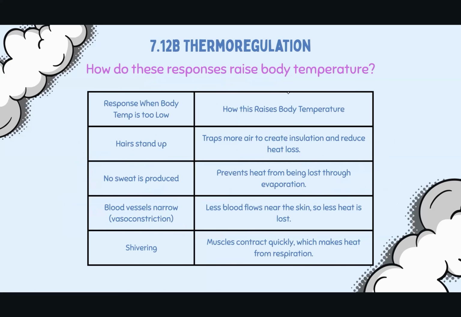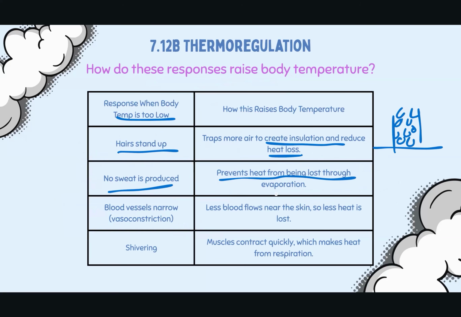So this is a summary of what happens when it's a cold day or the temperature is too low. Hairs stand up because the hairs that have stood up, like I explained before, trap more air in between the hairs, and that acts as an insulating layer, keeping the heat in. No sweat is produced. That means there's no sweat to be heated up by the body, causing evaporation, so it removes that process. Blood vessels narrow, vasoconstriction. Less blood flows near the skin, so less heat is lost. And shivering. Muscles contract quickly, which makes heat from respiration.